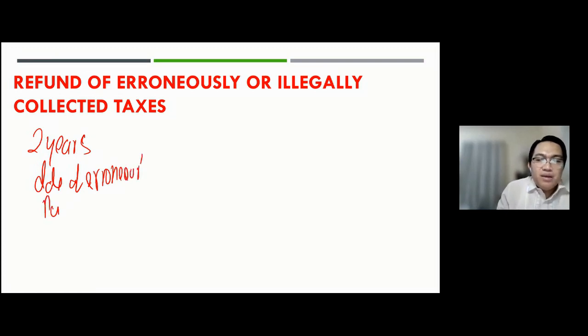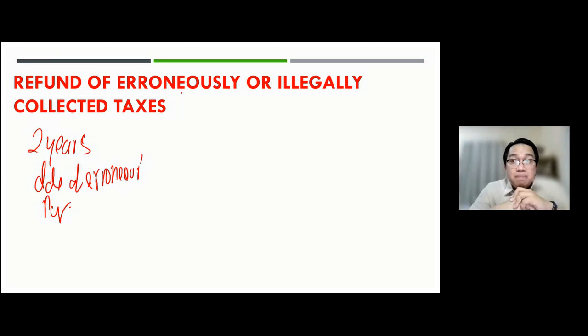Okay. Oh, wag malilito ha. Doon sa Section 112, refund of input tax, 2 years from the close of the quarter where the sales occurred. Dito sa Section 229, refund of tax illegally or erroneously collected, 2 years from the date of erroneous payment. If the tax is payable on installment, the 2-year period is counted on the date of last installment payment. Okay? Ano ba mga example ng tax payable on installment?